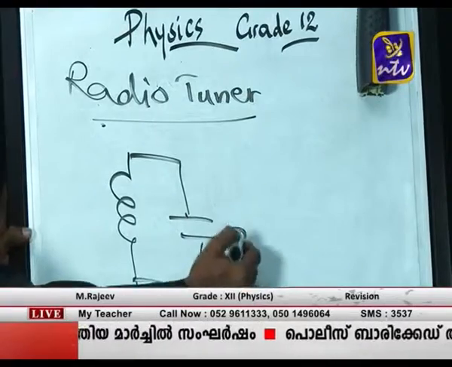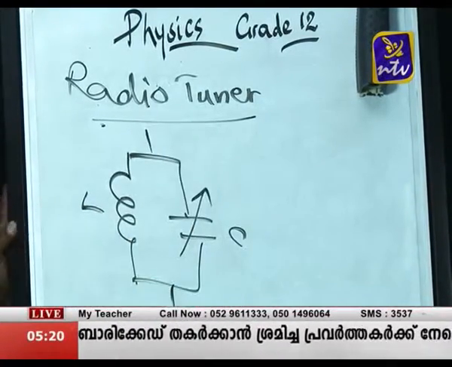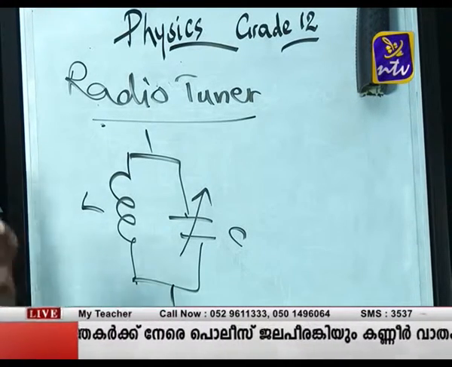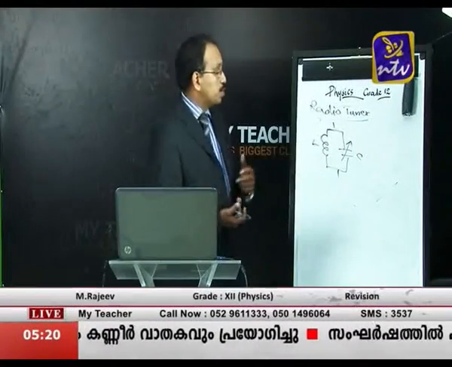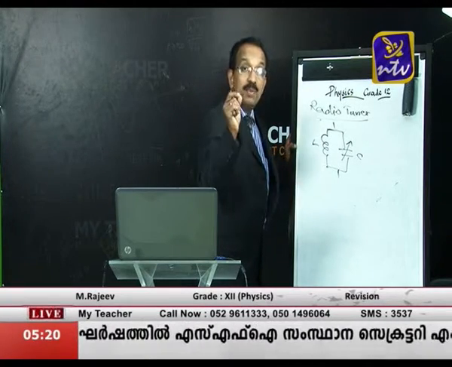Right? LC circuit. What kind of capacitor? The capacitor is a variable capacitor. So while tuning, what exactly we are doing is we are changing the value of capacitance of the capacitor. So in a radio tuner, we have an LC circuit, an LC circuit with a variable capacitor.